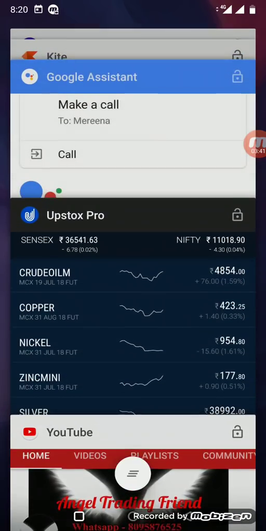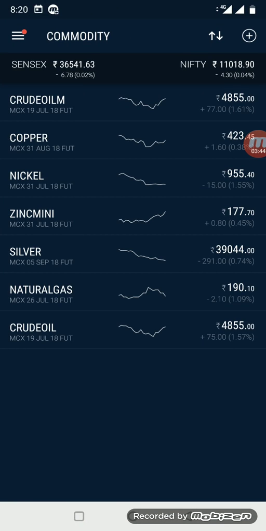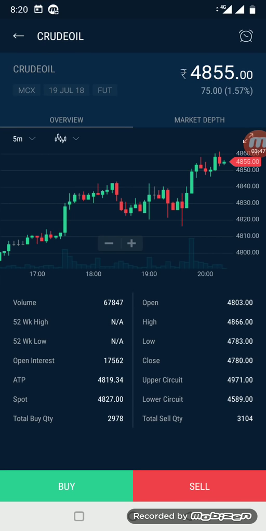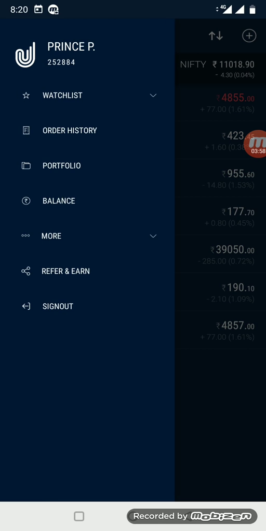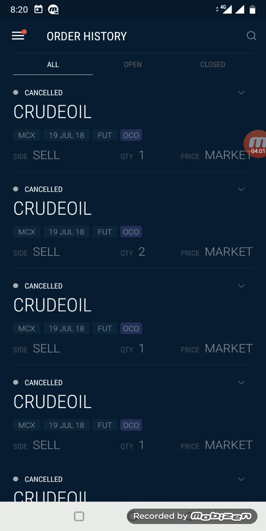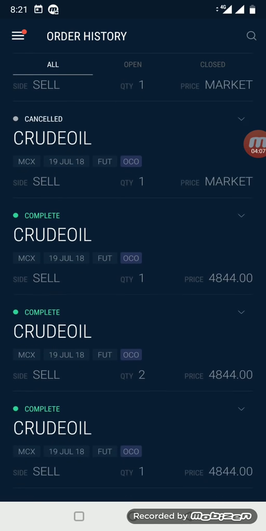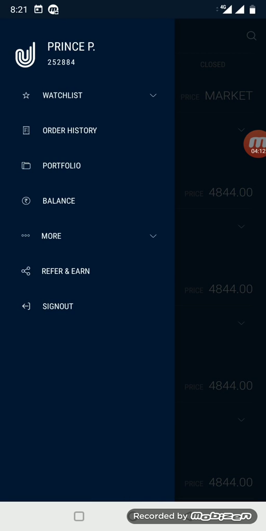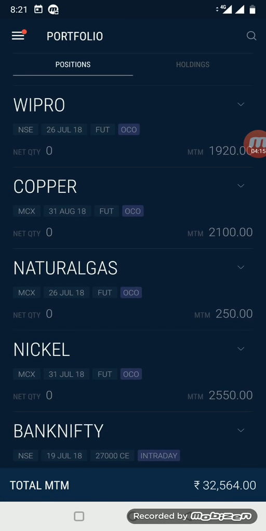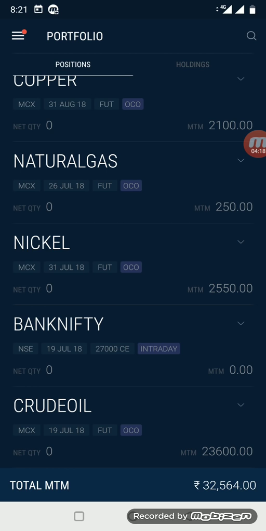Now let us see the result. End of the day, 820. You can see that crude oil has achieved its target. It has crossed our target and has gone till 4866. Our targets have been hit very easily, so I just don't have to look at the screen again. You can just see the order history. Yes, my stop losses, you can see, are cancelled, whereas the target of 4844 has been achieved. Let me just see the portfolio. Where is crude? Yes, crude, you can see 23,600. Target has been achieved, and today's MTM is 32,000.